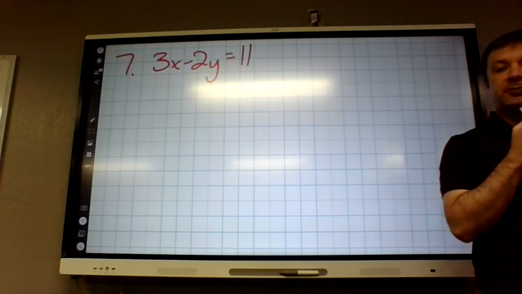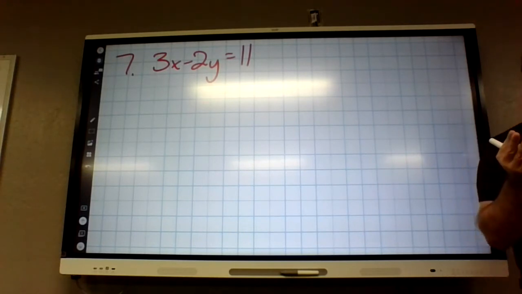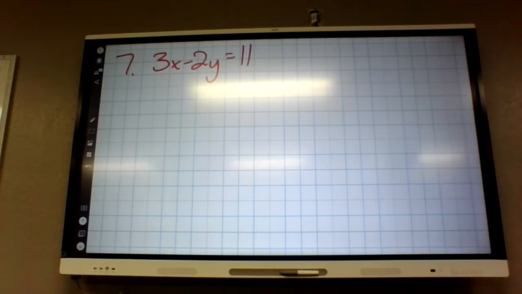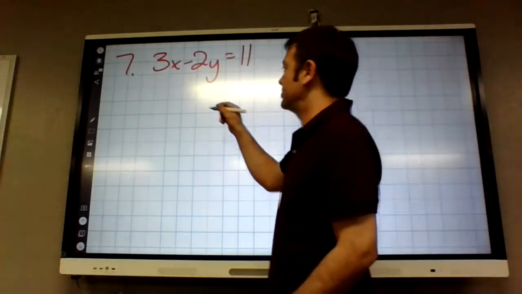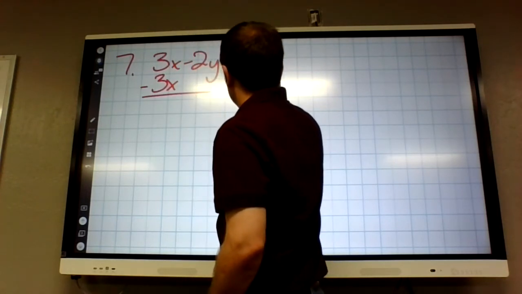Alright, so I'm supposed to change it into function form, which is basically slope-intercept form. What did I do first last time? I'm trying to get y by itself. She said minus 3x, which is correct.